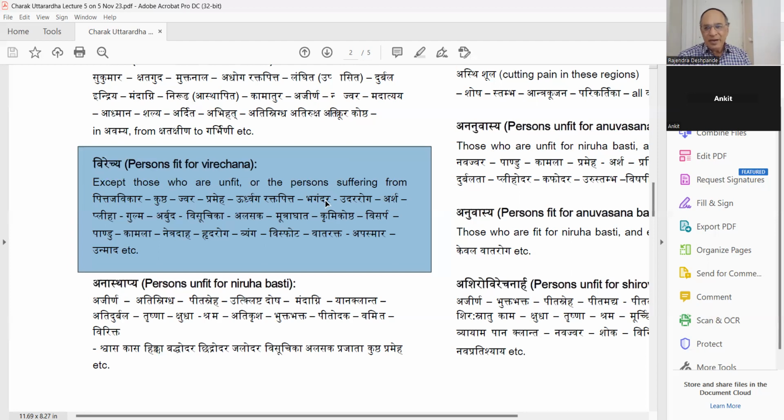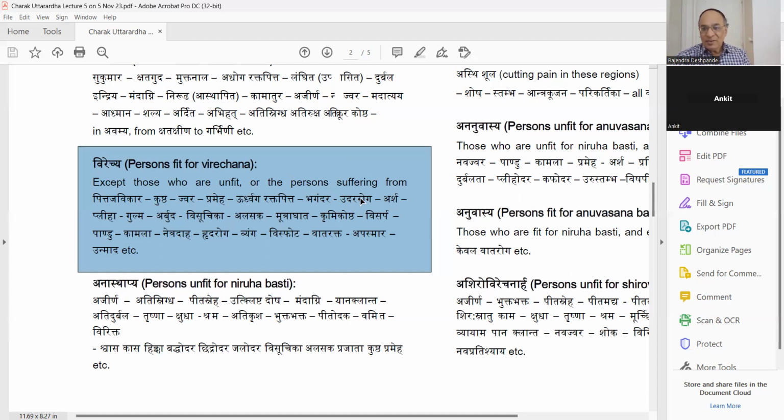Bhagandhara, write down: fistula in ano. Ayurveda has the best treatment for Bhagandhara. Please write down Kshara Sutra. I have a separate video on my YouTube, in the Shalya Tantra playlist, and there you find Kshara Sutra. See that video, it's very interesting. Without operation, Ayurveda can treat Bhagandhara by using medicated thread, which is called Kshara Sutra. But Virechana you can also give.